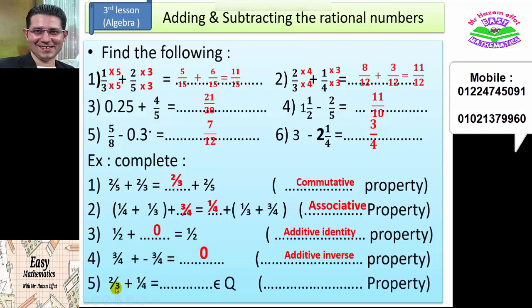Number 5, it's so easy. When we add any 2 fractions like 2/3 and 1/4, any result must belong to the set of rational numbers Q. What about the name of this property? It will be closed, or we can say closure. After we have finished the properties of addition, what about the names of all of them? Commutative, associative, additive identity, additive inverse, closed.